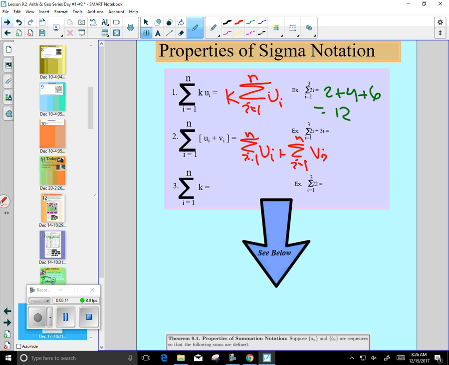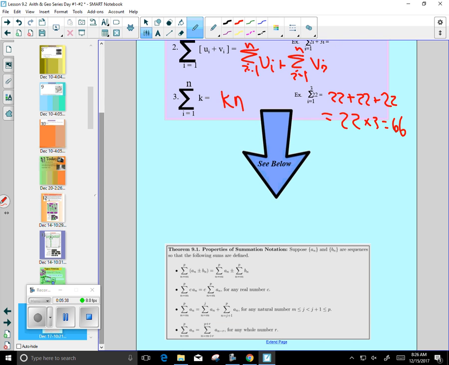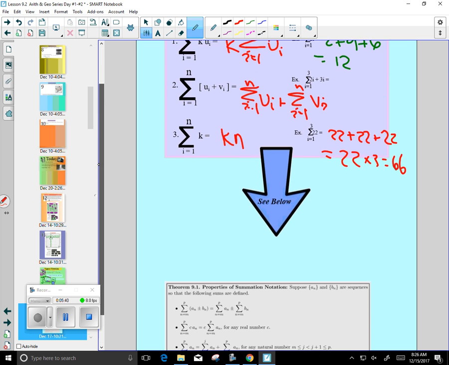Let's say I had the sum as i goes from 1 to 3 of 22. Well, there's no i here, so this will be 22 plus, now I'll put a 2 in, 22 plus, put a 3 in, 22. This is just going to be 22 times 3, which is 66. So this is just k times n. And that kind of makes sense if you think about it. Here are those properties listed in more formal fashion.